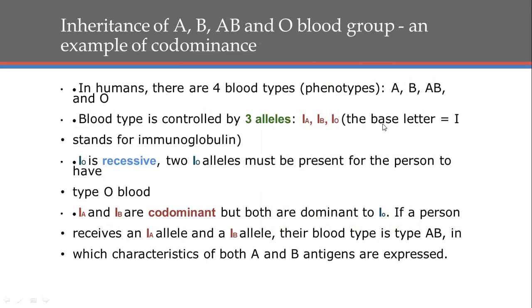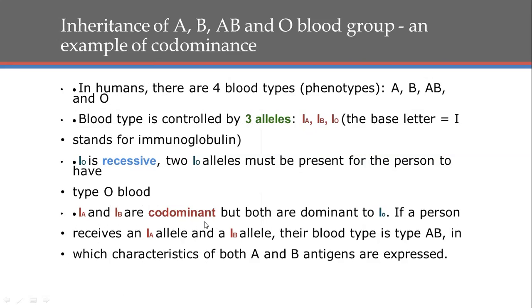The base letter I is called immunoglobulin. I will show you what the globulin is here and what the A and B are for. But back to the genetic side, the O allele, IO, is recessive. This one is completely recessive. Two IO alleles must be present for the person to have blood type O. O is completely recessive, but A and B are co-dominant.